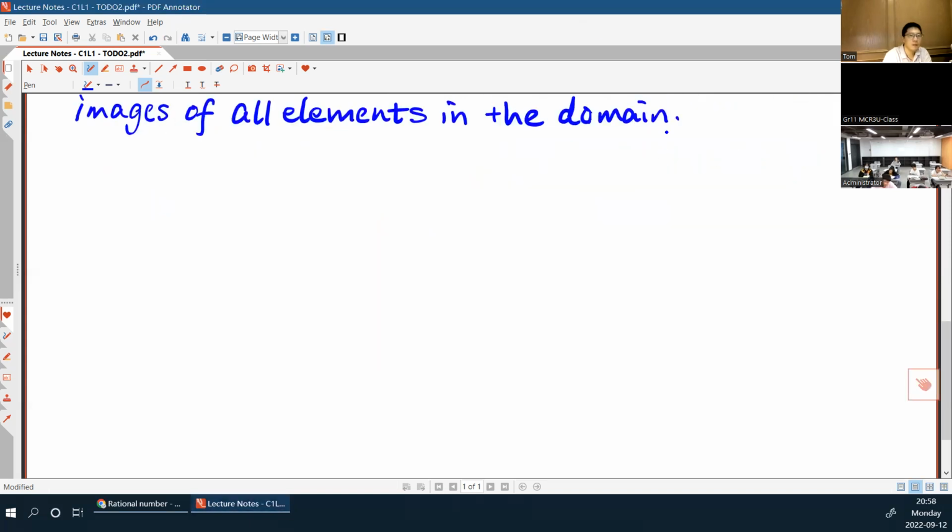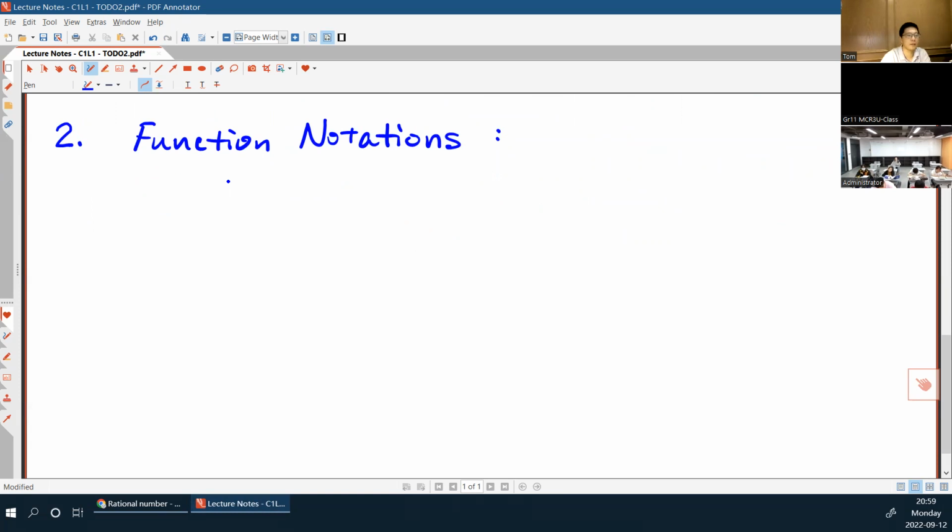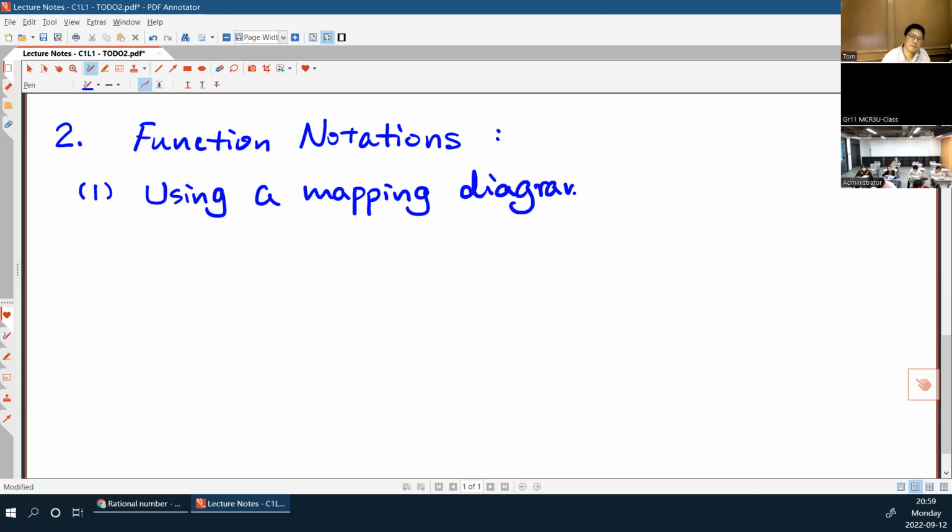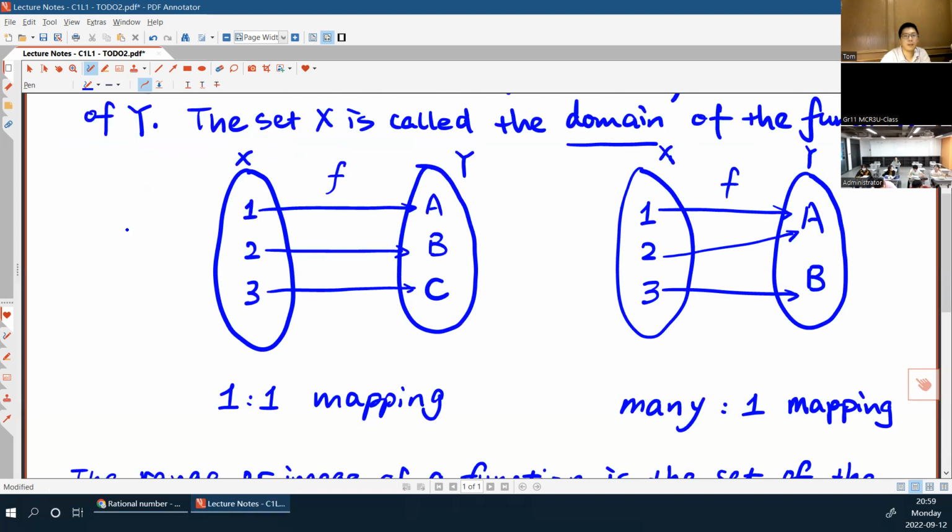All right, so next, you should be able to tell that we have several ways to express a function. That means we have several types of function notations. So how many types of notations have we learned? Now you should be able to write at least 5 types of notations. Okay, I'll help you to make a summary. Please take the notes by yourself. Okay, first is using a mapping diagram, which we have already illustrated using these diagrams.